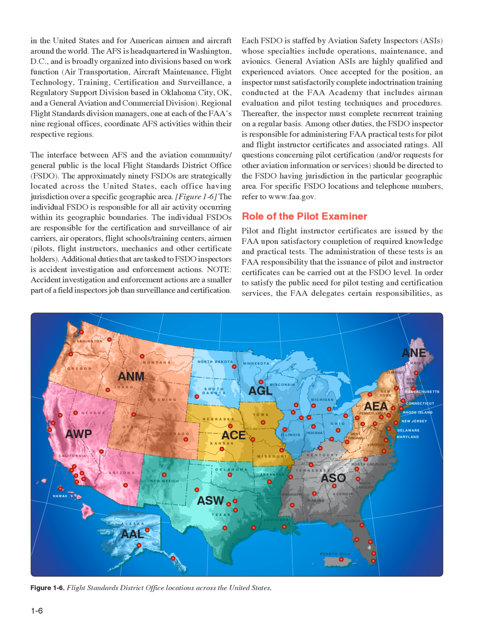Once accepted for the position, an inspector must satisfactorily complete indoctrination training conducted at the FAA Academy that includes airman evaluation and pilot testing techniques and procedures. Thereafter, the inspector must complete recurrent training on a regular basis. Among other duties, the FSDO inspector is responsible for administering FAA practical tests for pilot and flight instructor certificates and associated ratings. All questions concerning pilot certification, and/or requests for other aviation information or services, should be directed to the FSDO having jurisdiction in the particular geographic area. For specific FSDO locations and telephone numbers, refer to www.faa.gov.